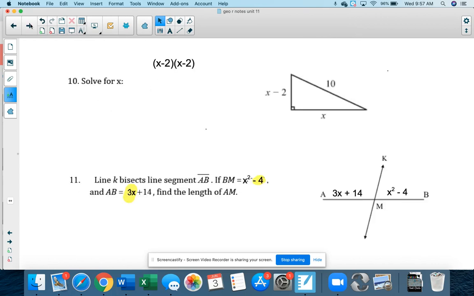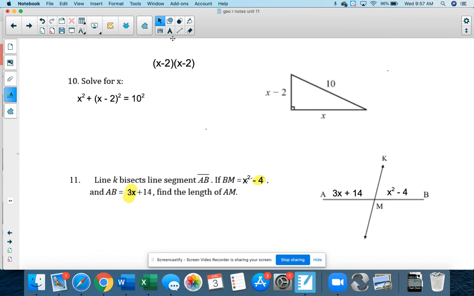So flipping this over, as I said, this first one right here, I'm solving for x. These are the three sides of a right triangle. So I'm going to use the Pythagorean theorem. A squared plus b squared equals c squared. So x squared plus x minus 2 squared equals 10 squared. Now this x minus 2 squared you have to be careful with. X squared is just x squared. 10 squared is just 100.